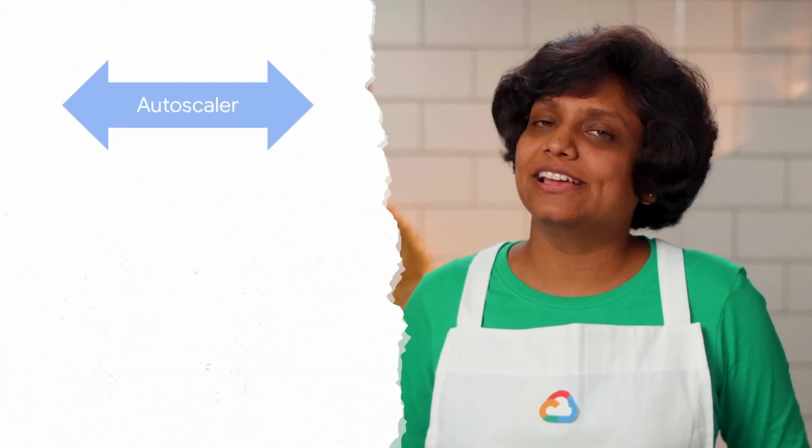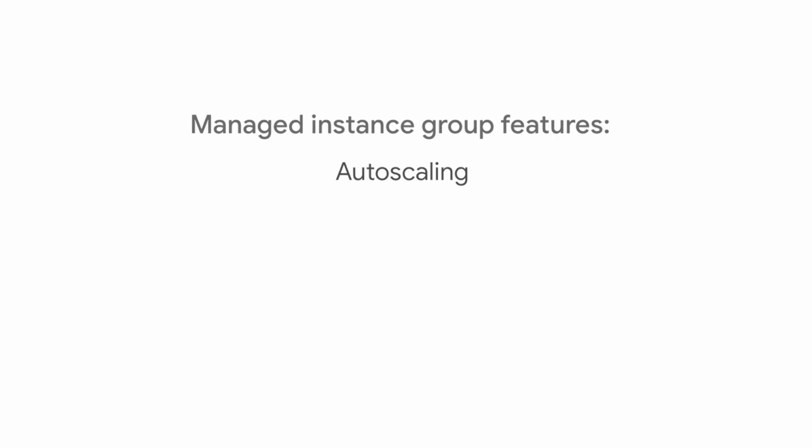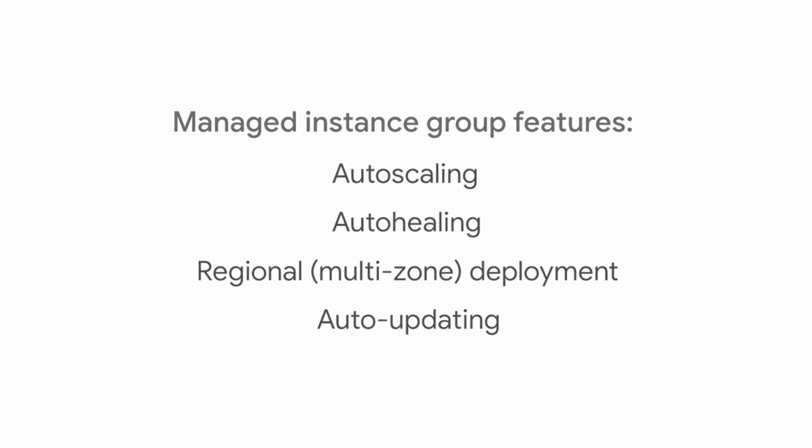Compute Engine Autoscaling Policies. Autoscaling is one of the features of managed instance groups. Managed instance groups allow you to operate applications on multiple identical virtual machines based on instance templates. You can make your workload scalable and highly available by taking advantage of automated managed instance group services, including autoscaling, auto-healing, regional deployments, and auto-updating.